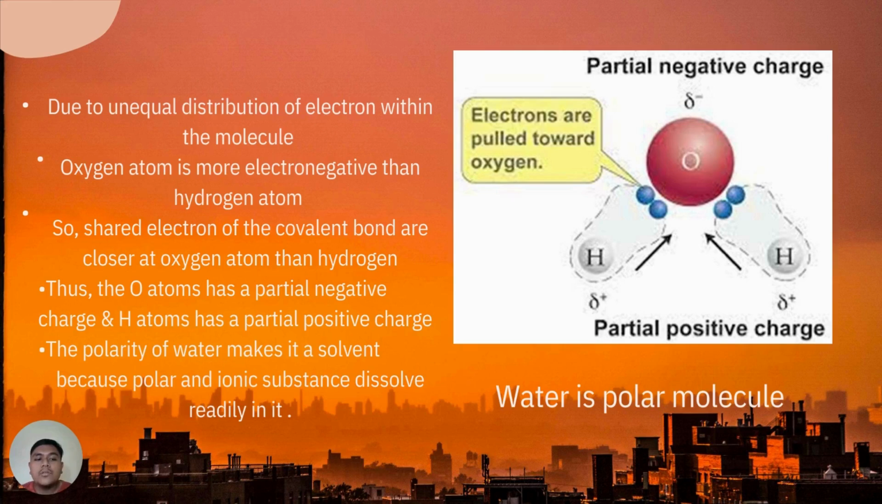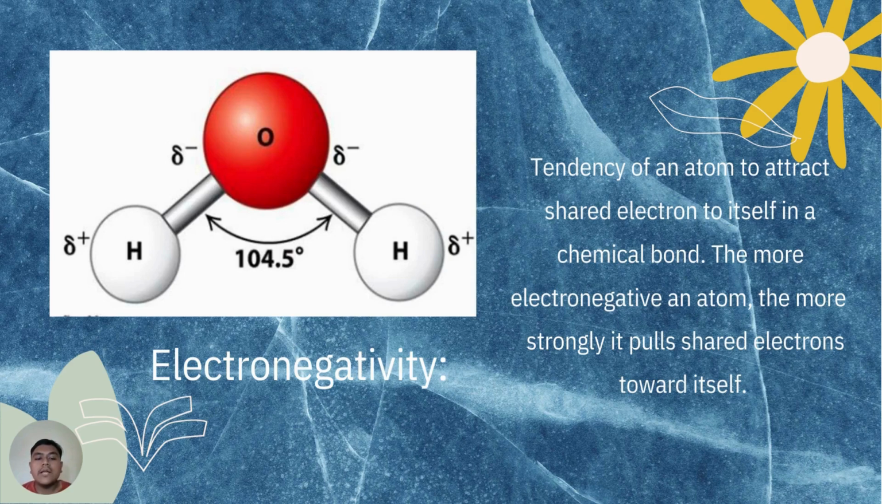Water is a polar molecule due to unequal distribution of electrons within the molecule. The oxygen atom is more electronegative than the hydrogen atom, so the shared electrons of the covalent bond are closer to the oxygen atom than hydrogen. Thus, the oxygen atom has a partial negative charge and the hydrogen atoms have a partial positive charge. The polarity of water makes it a solvent because polar and ionic substances dissolve readily in it. Electronegativity is the tendency of an atom to attract shared electrons to itself in a chemical bond. The more electronegative an atom, the more strongly it pulls shared electrons toward itself.